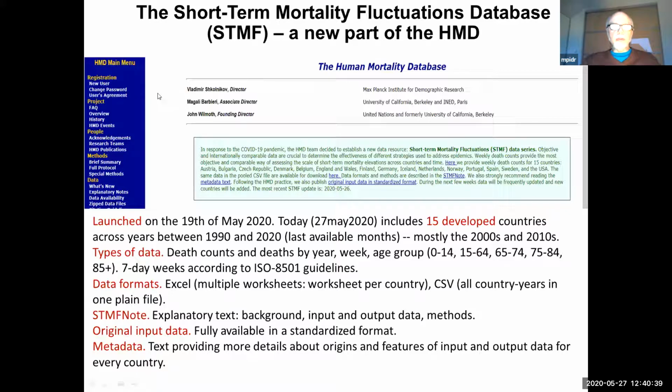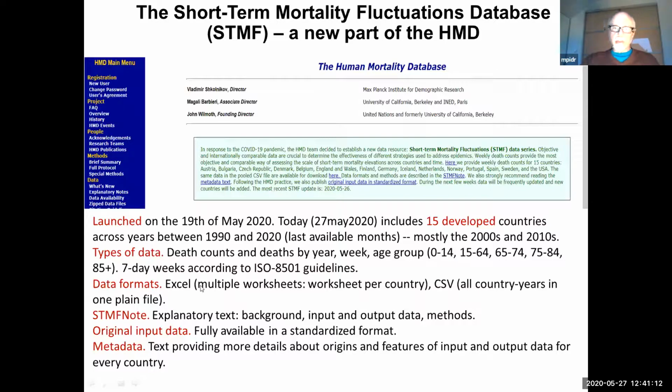So what we do is a new part of the Human Mortality Database. In this rectangle, you have actually everything. All links to the data are here. It is called the short-term mortality fluctuations data series, STMF. It was launched on the 19th of May this year, and today it includes 15 developed countries.